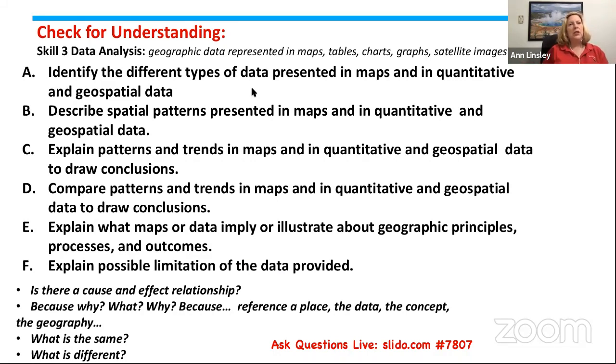We're comparing two different kinds of maps. Do we see trends? Do we see trends over time? How do we illustrate certain processes? How do we begin to see how data is going to change a place or is reflective of change? And then lastly, what are those limitations? And ultimately, why, what, because, okay?